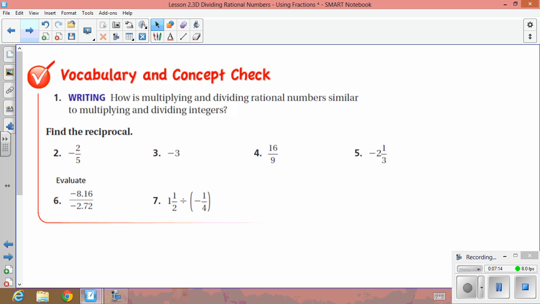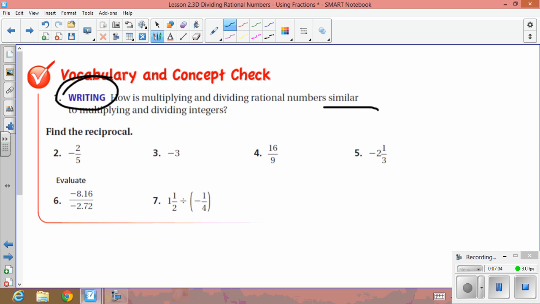For number 1, please complete the question on your own, and we will go over this in class the next day. So how is multiplying and dividing rational numbers similar? Here's the key word, similar to multiplying and dividing integers. And here I'm looking for a writing answer.